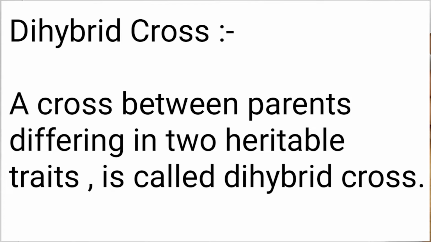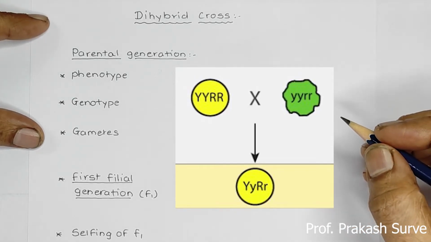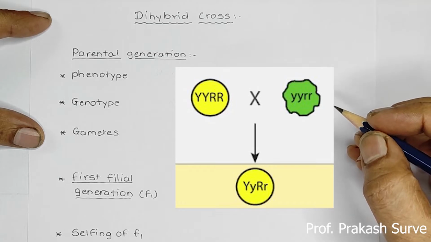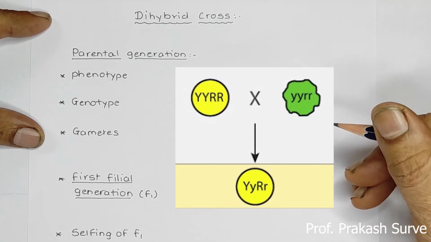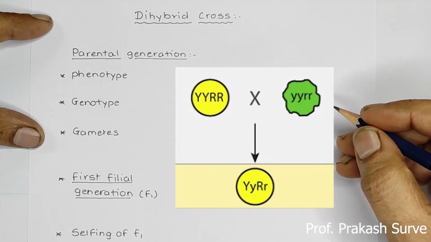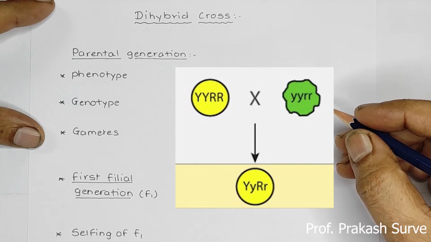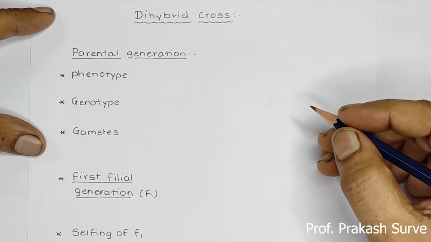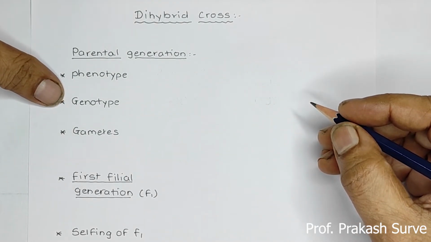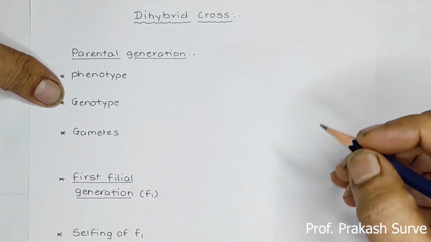Now we'll see what a dihybrid cross is. A cross between parents differing in 2 heritable traits is called a dihybrid cross. So here 2 pairs of contrasting characters are considered. We'll take the example of a cross of a round yellow seeded plant with a wrinkled green seeded plant. So 2 characters are there: one about the roundness, the other about the yellowness. It means the shape of the seed and the color of the seed. So here we'll consider 2 pairs of contrasting characters, and then we'll see what ratio we get.